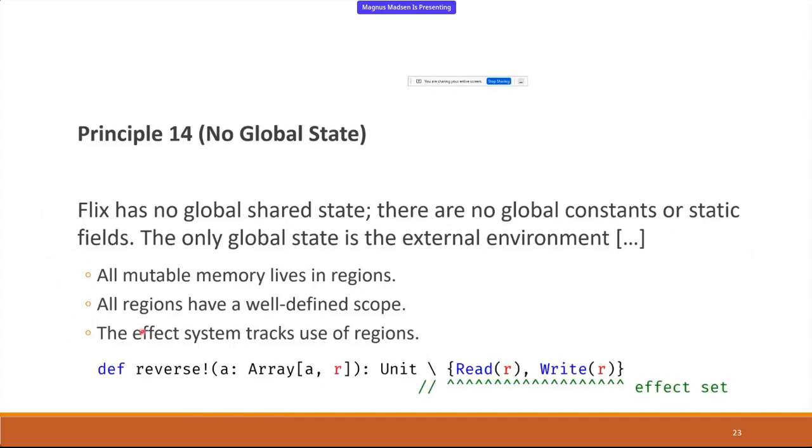Right, just to show an example of how the effect system does this. If you have a function reverse that can reverse the elements of an array, the array will, of course, have a type of its elements, and then it lives in a region R. And then for reverse, we know that it performs a read in the region R and also a write. So that means when there's mutable memory involved, we can see how it's accessed by every function.